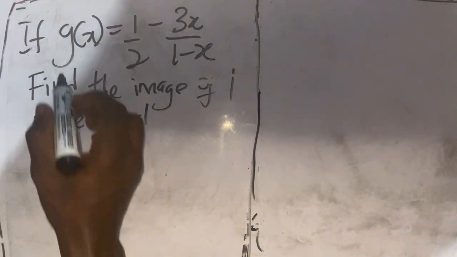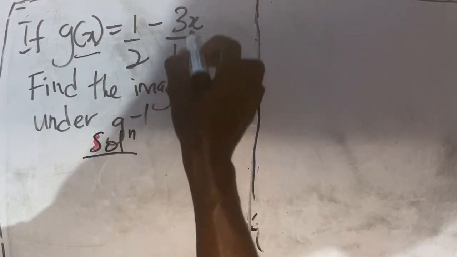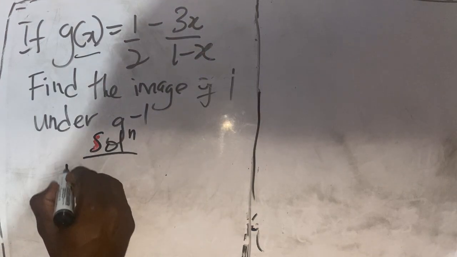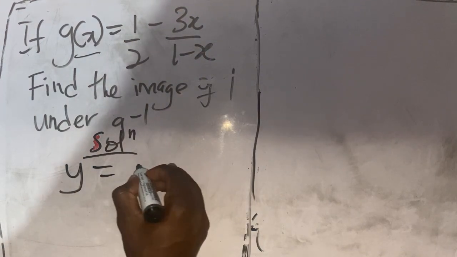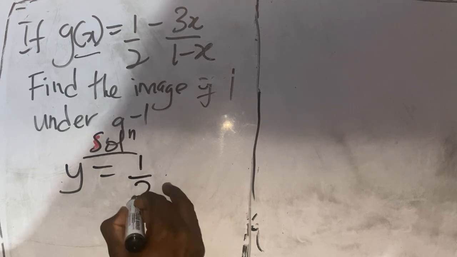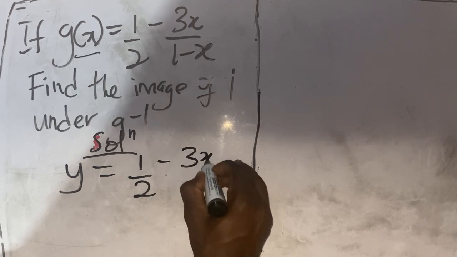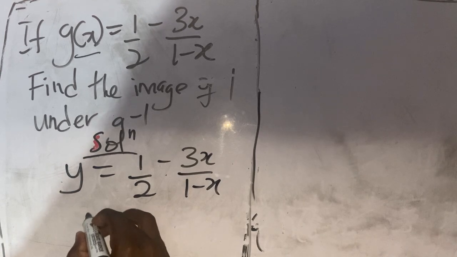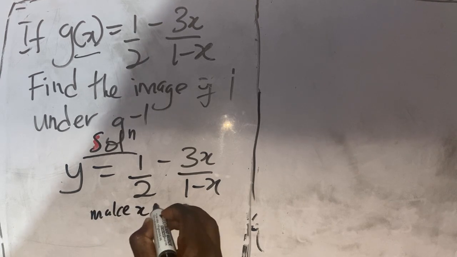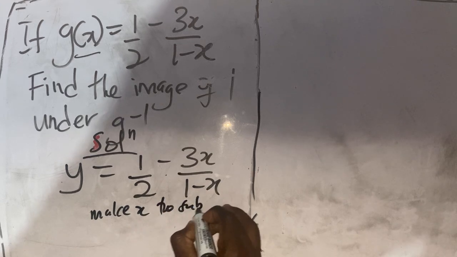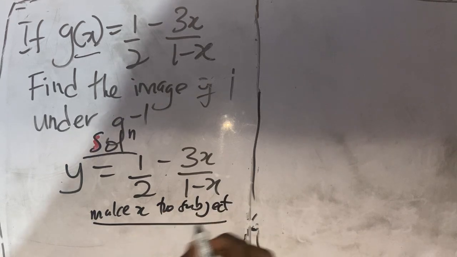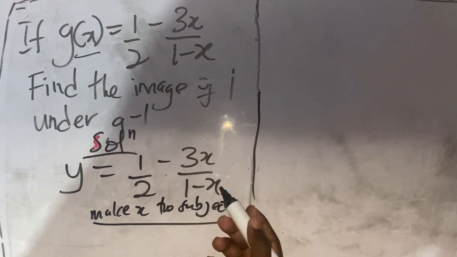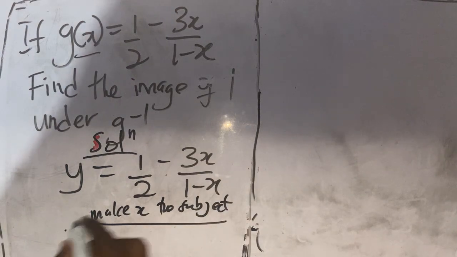First of all, because we have g of x equal to 1/2 minus 3x divided by 1 minus x, we equate this whole thing to a variable, let's say y. So y equals 1/2 minus 3x over 1 minus x, right? From here we just make x the subject. How do we make x the subject?